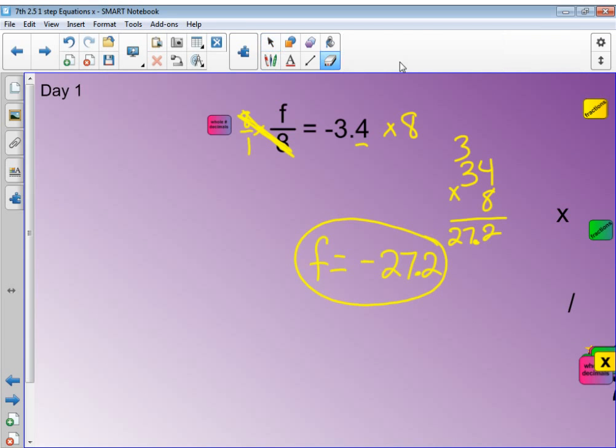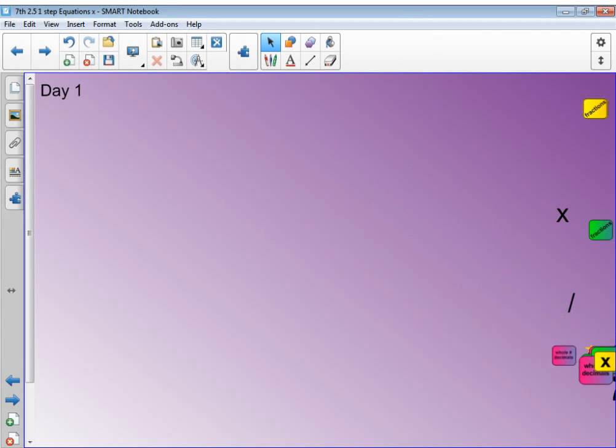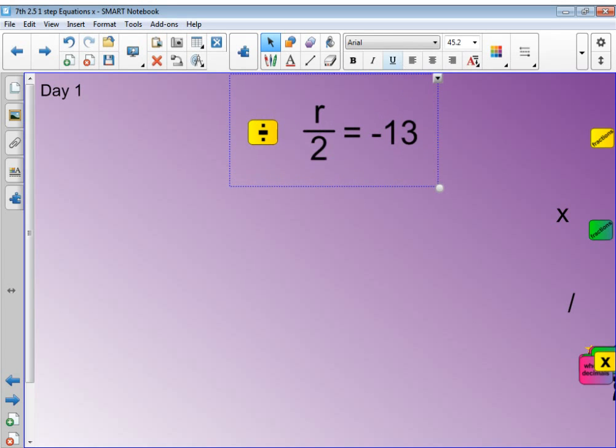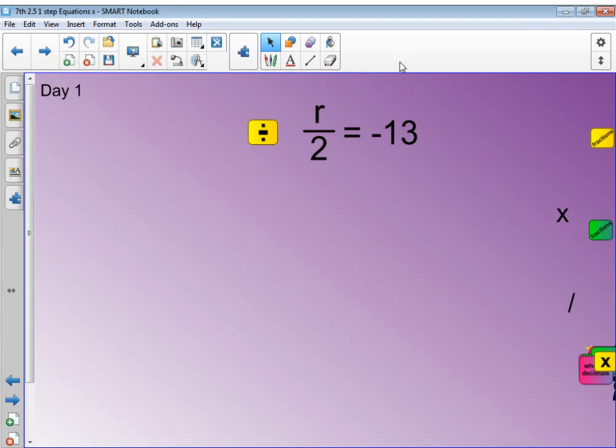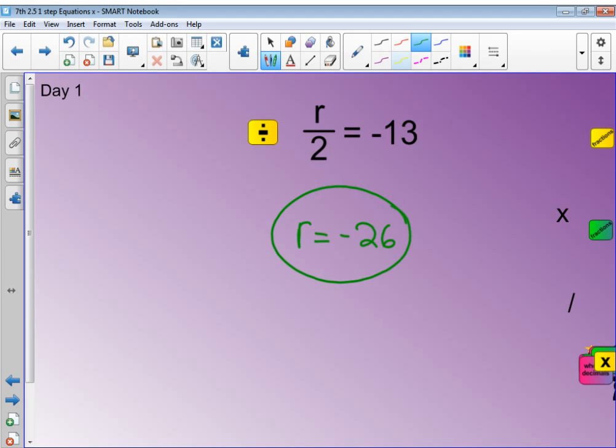Okay, so I'm going to give you one to do on your own. Here we have r divided by 2 equals 13. So go ahead and pause your video and work through this one, and then start your video back up and check your answer. You should have gotten r equals negative 26.